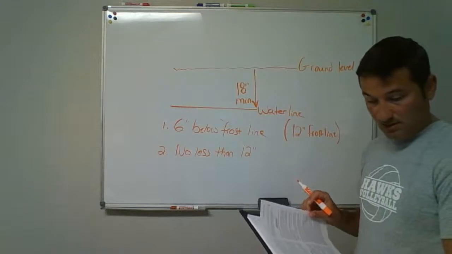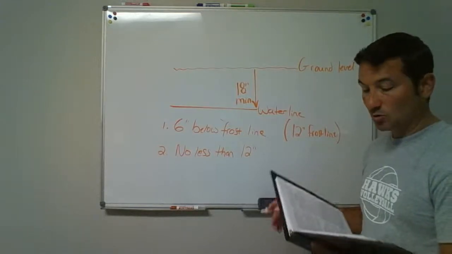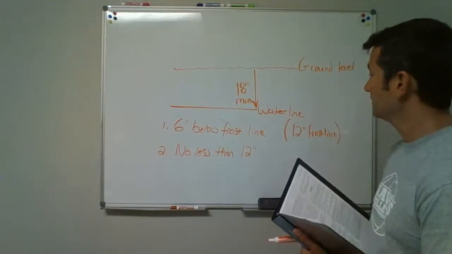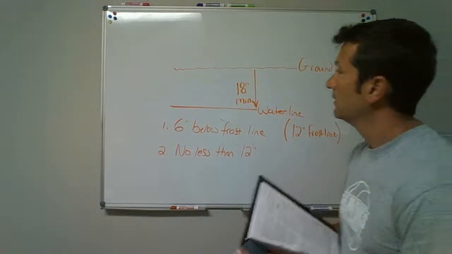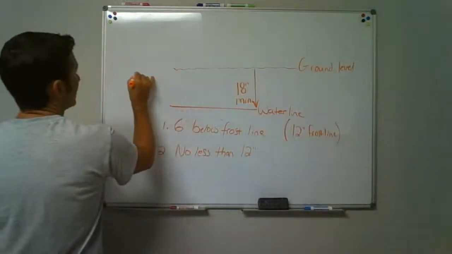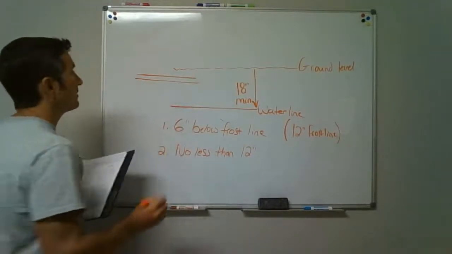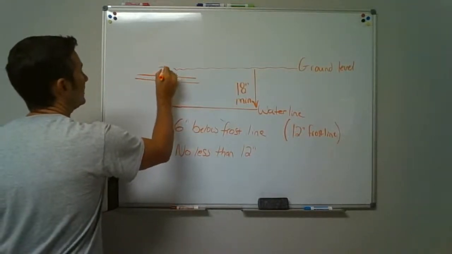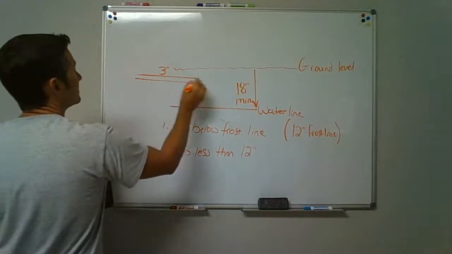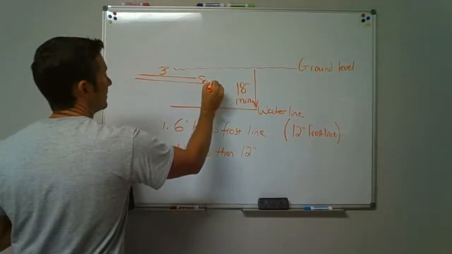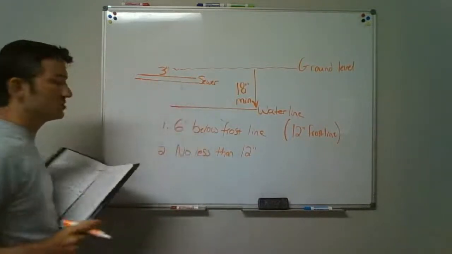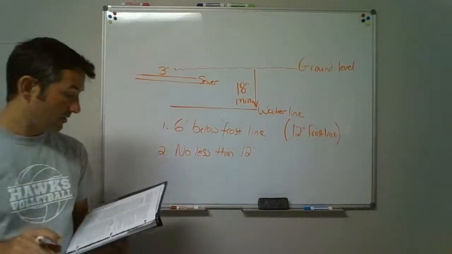Let's see. Sewer depth. That's for the water line. The sewer, let's just say the sewer line's coming out here. How much dirt do we need on top of that? 3 inches. If this is the sewer line, 3 inches of dirt is all that we need on top of there.